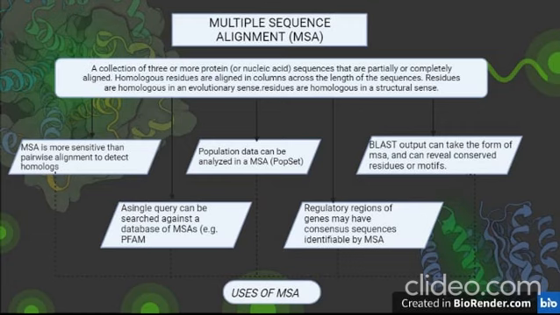Homologous residues are aligned in columns across the length of sequences. Aligned means arrangement. Residues are homologous in an evolutionary sense, and not only in the evolutionary sense, but residues are also homologous in the structural sense. Multiple sequence alignments are completed where the homologous sequences are compared in order to perform phylogenetic reconstruction, protein secondary and tertiary structure analysis, and protein function prediction analysis.